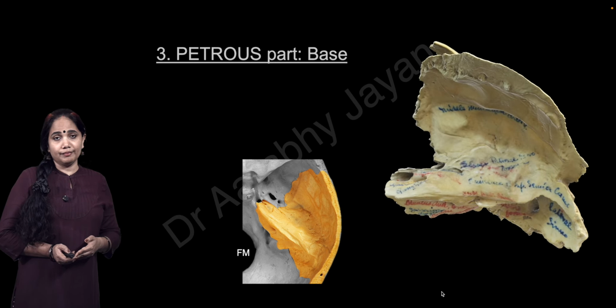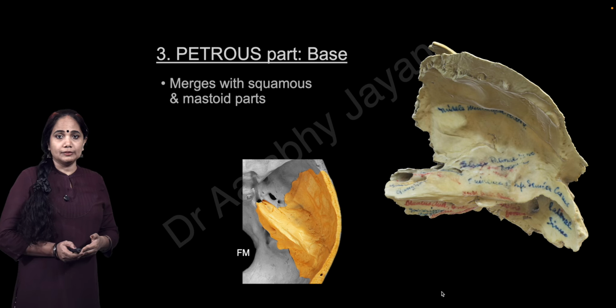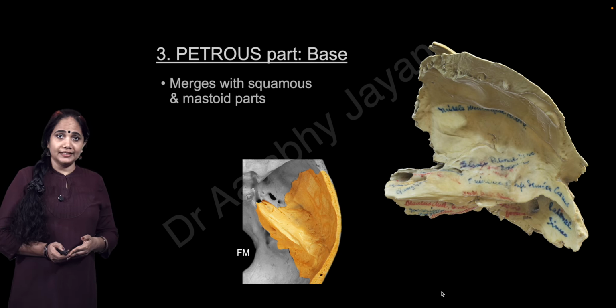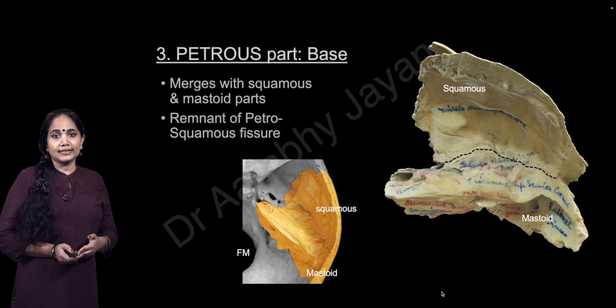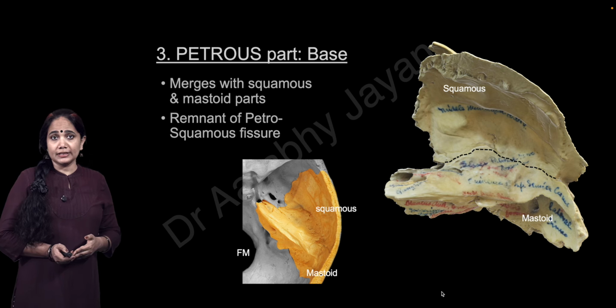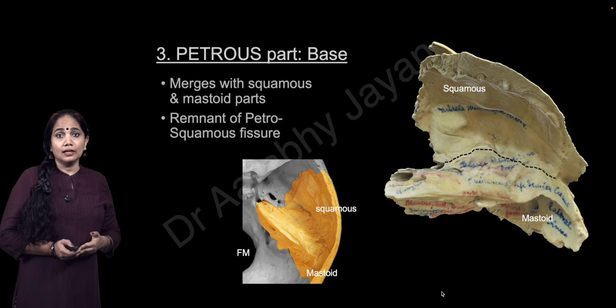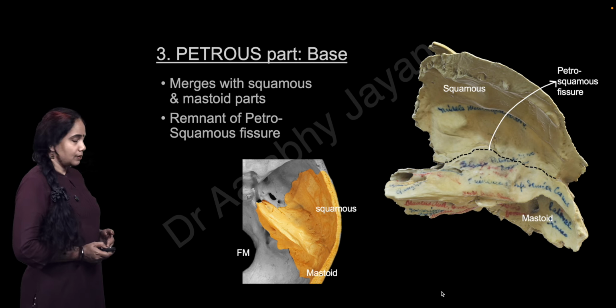Let's go for the base. The base of the temporal bone merges with the squamous part and the mastoid parts, and it is separated from these 2 by a suture or a fissure known as the petrosquamous fissure. So this fissure may not be present in all bones, but some remnants might be there in some specimens that you might look through. So this is the boundary between the petrous part and the squamous parts. So here we have the petrosquamous fissure.